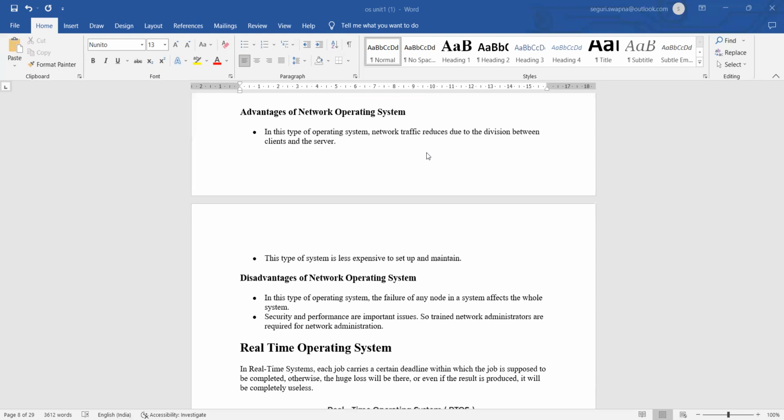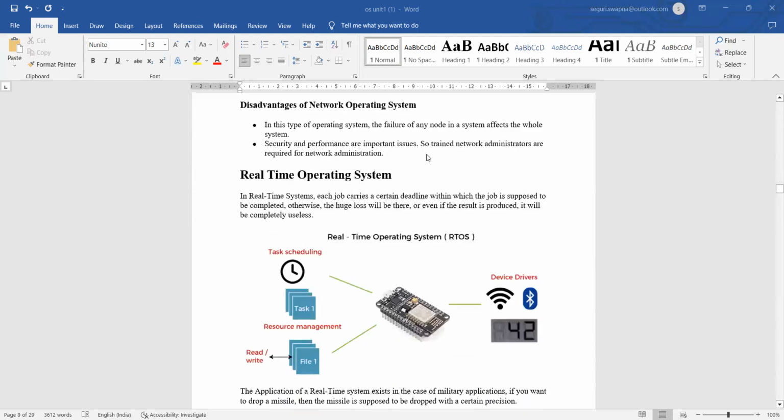Next is the real-time operating system. In this real-time operating system, each job performed by the operating system is performed with a deadline. That is, every process is allotted a particular time slot.